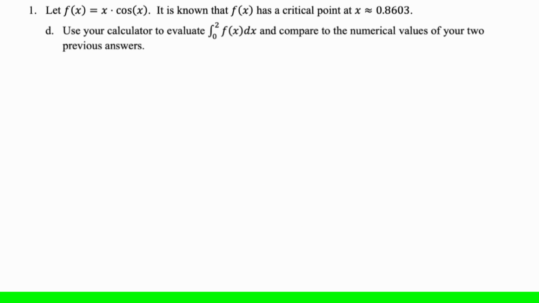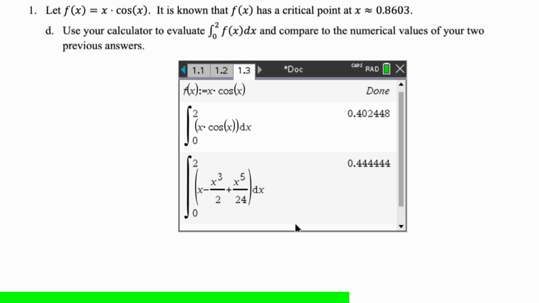The next question says, use your calculator to evaluate and compare the numerical values of your two previous answers. We actually have like 3 answers. One of them is obviously the right answer. So I just did the approximation, and I just did 4/9 is 0.4 repeating. It's pretty close, and we only used 3 terms. We could have used 10 terms, and it would be a much better approximation.